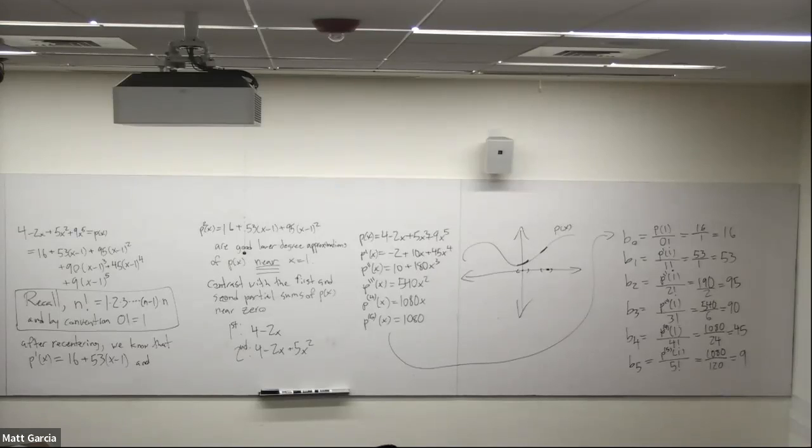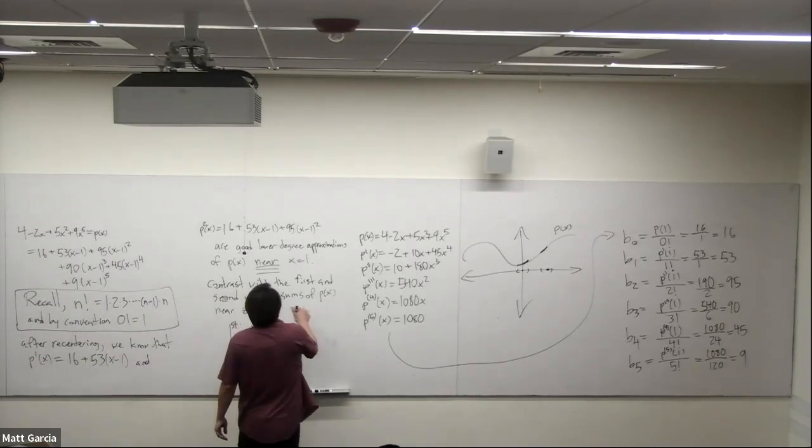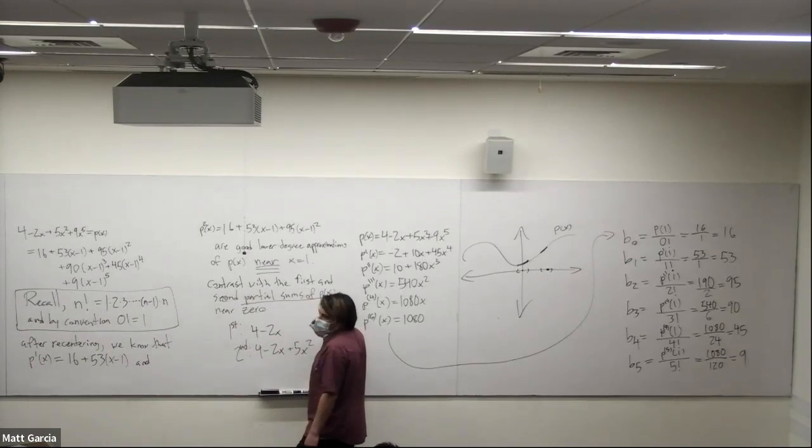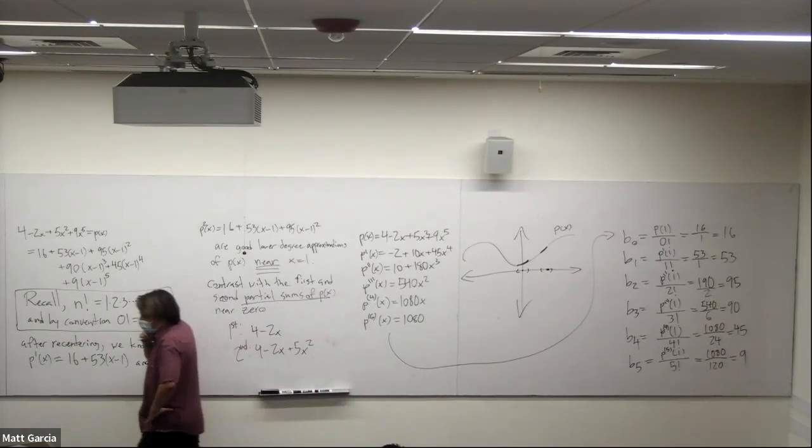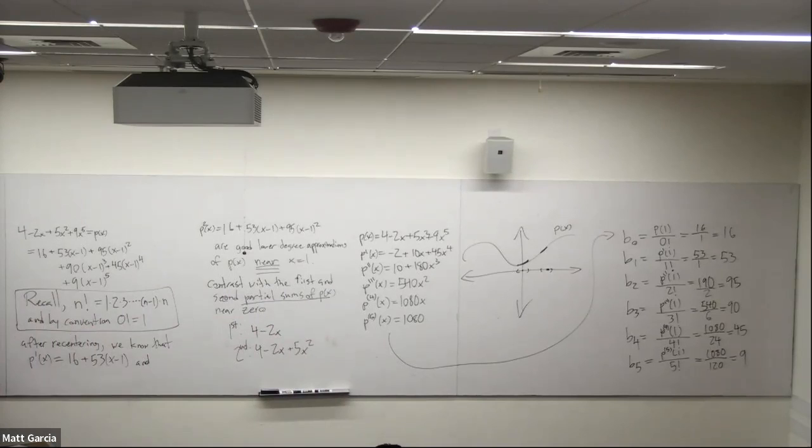Are those the first and second derivatives? No, first and second partial sums of P of X, right? So like the first, you're only including the first terms, and the second, you include the second terms. Remember, the D partial sum is you take all the terms of degree D or less in the polynomial and throw everything else away. That's the definition we had yesterday.